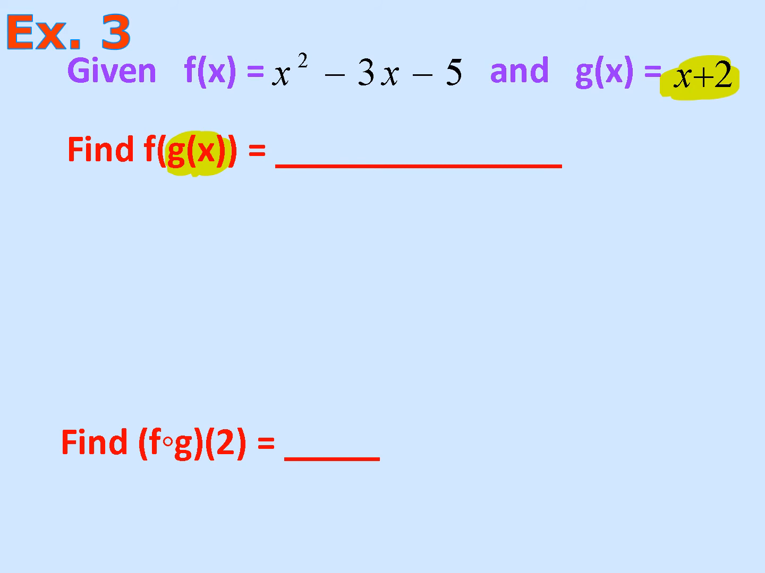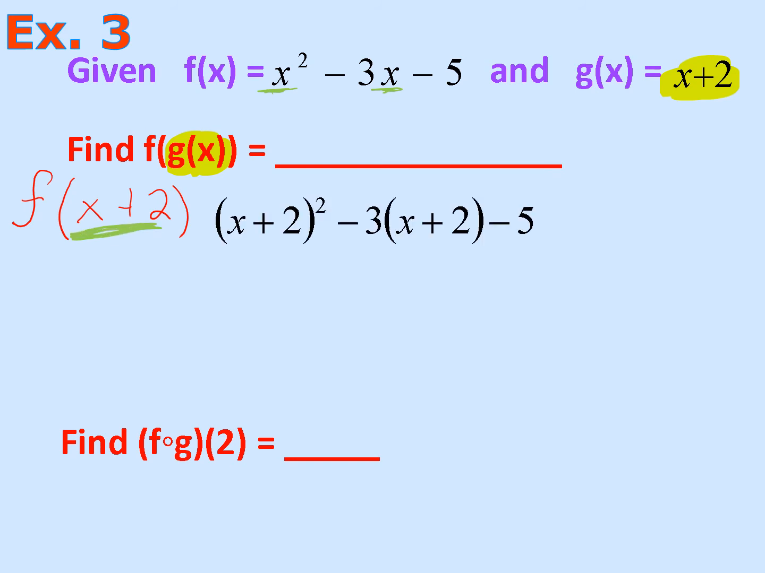So what I'm going to do is replace g of x with x plus 2 because they are equal. So what that means is anywhere I see an x in f of x, I'm going to replace it with x plus 2, so that it looks like x plus 2 squared minus 3 times x plus 2 minus 5.